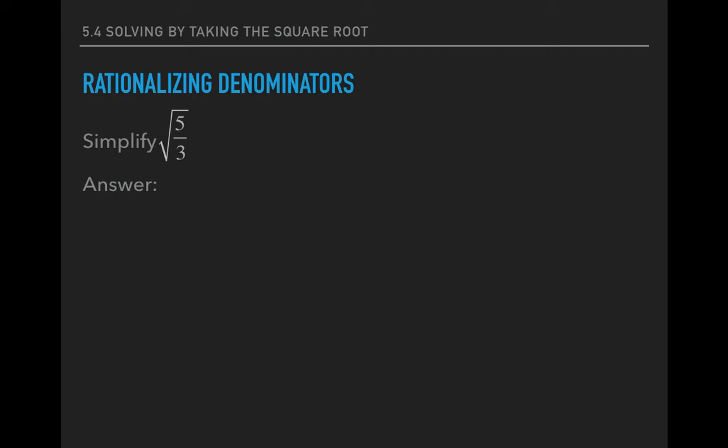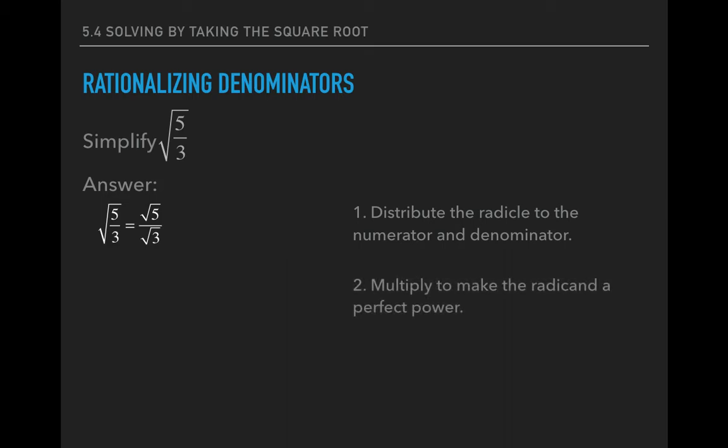We'll also be rationalizing denominators. What I mean by that is, really, this can be rewritten as the square root of 5 over the square root of 3. You can distribute the radical to the numerator and denominator. But the square root of 3 is an irrational number. We don't want radicals in our denominator, so we have to multiply to make the radicand a perfect power, a perfect square.